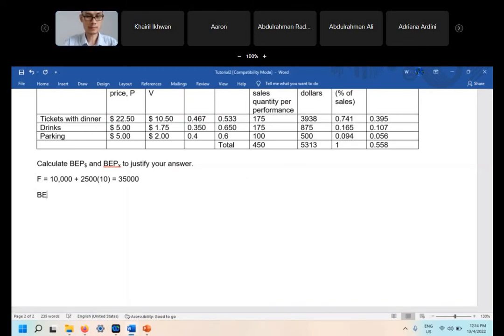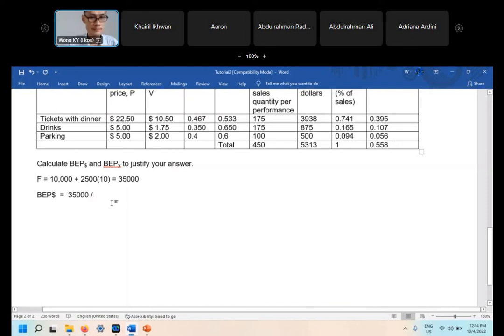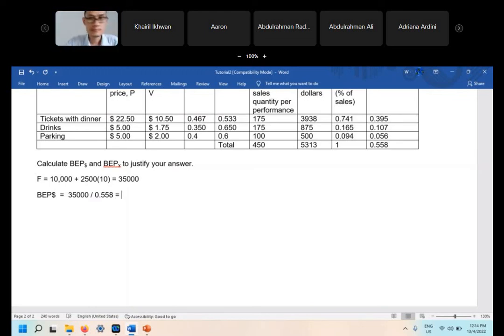So to calculate BEP dollar, this is equal to fixed cost, which is 35,000 divided by what? Divided by this total, right? 0.558. So what is the answer? Anyone can give me? 62724. Okay, correct, 62724. Okay, good.